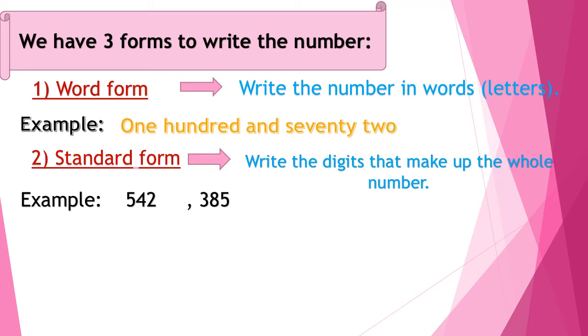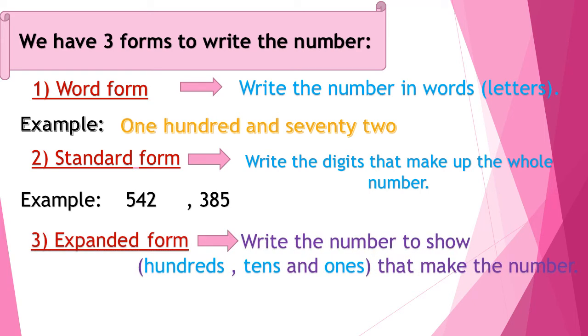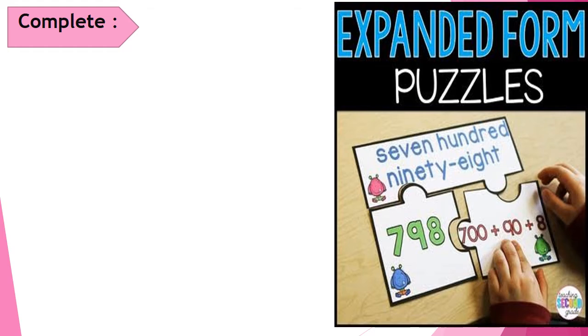385. Number 3, expanded form. Write the number to show hundreds, tens, and ones that make the number. Example, 257. We know that the first digit is ones and the second is tens and the third is hundreds. Then, to write it in expanded form, 200 plus 50 plus 7. Now we have some exercises.